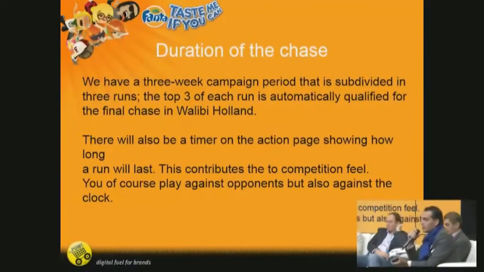Duration of the chase. The game was spread over three weeks, and every week one person won the chase that week, the one who gathered the most bottles. One of these people was then invited to the real life chase, which was in one of the fun parks back in Belgium, where they really had to chase Andy, and the one who won got a party worth 4,000 or 5,000 euros.